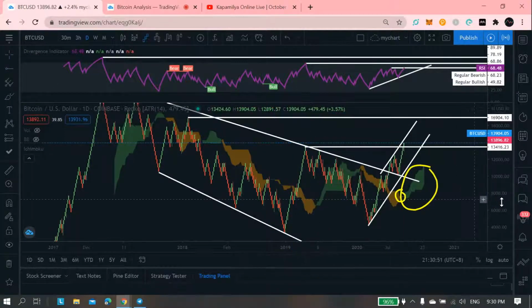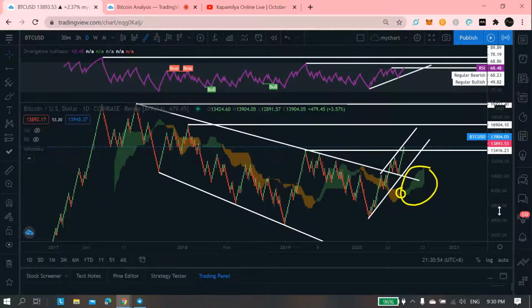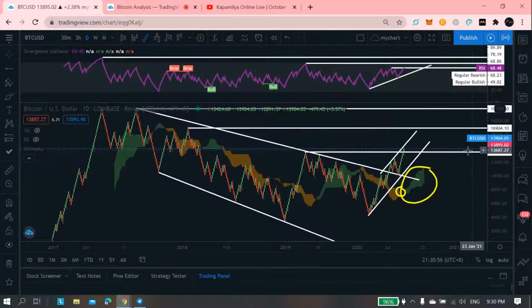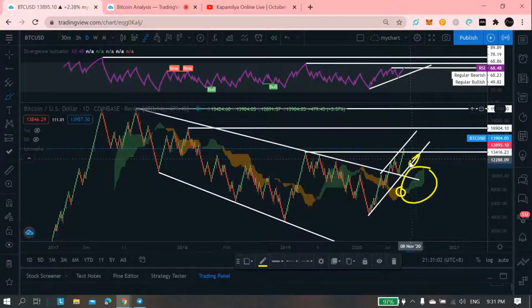So the immediate support I'm looking at is of course the 13,400, and the worst case is of course this area, the uptrend support line. So it depends where the market retests this area.